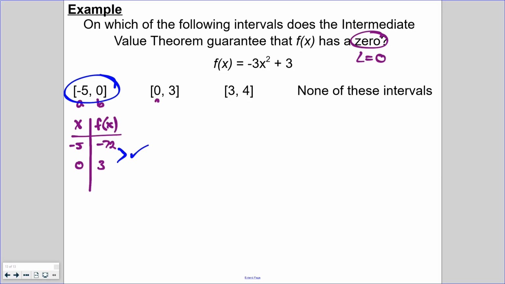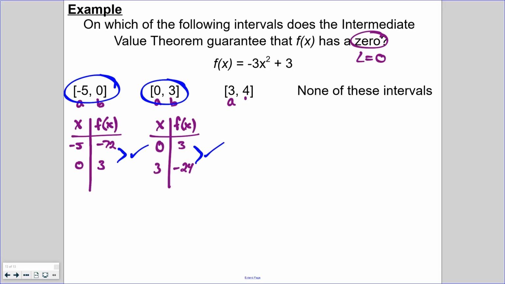So we'll do a similar thing. Our a is 0, our b is 3, so x and f of x, checking this guy out, 0 and 3. We already know when we input 0, we're going to output 3. And when we input 3, we're going to get negative 24. And wouldn't you know it, change of sign, woo! So that means there is a 0, or there is a point where L equals 0. So this interval also guarantees that 0.